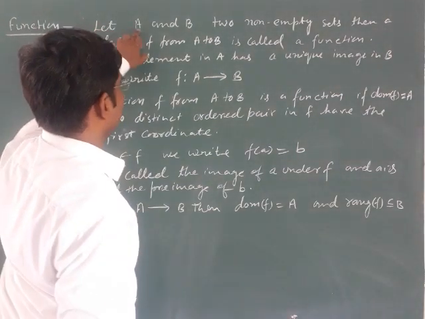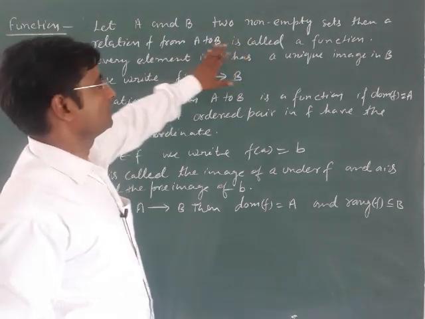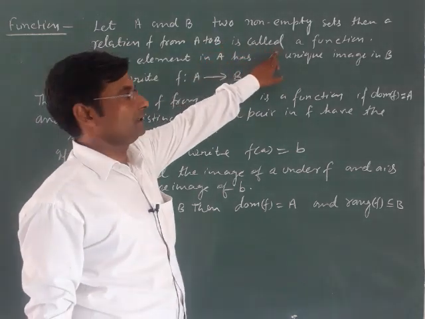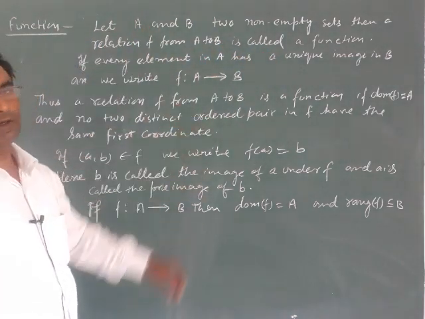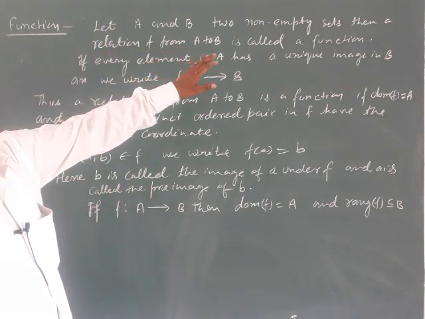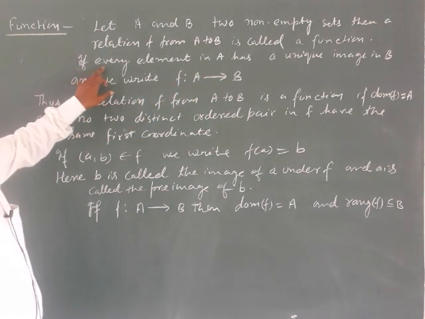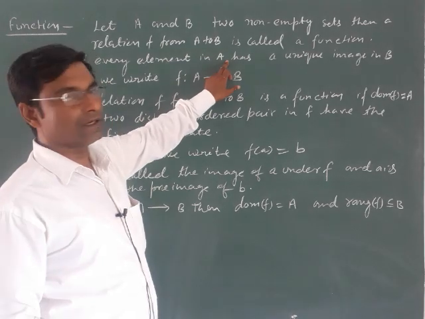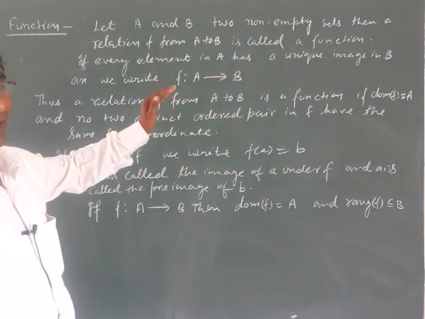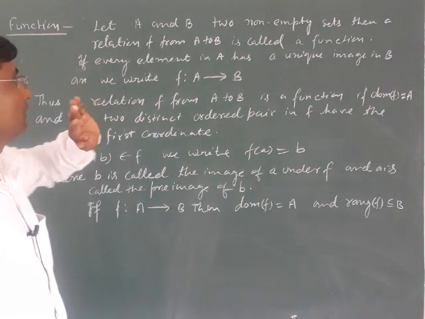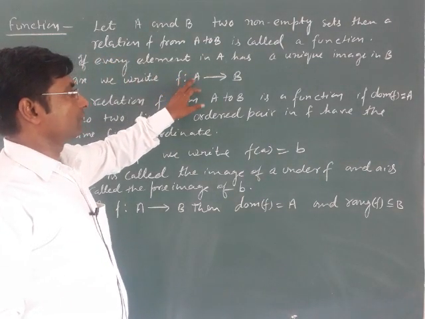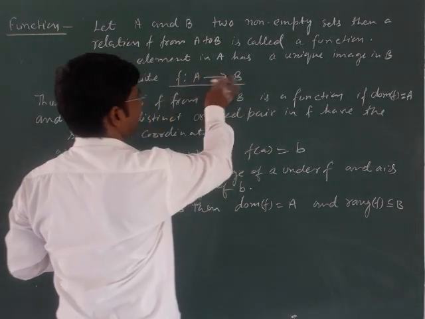Function. Let A and B be two non-empty sets, then a relation F from set A to B is called a function if every element in A has a unique image in B. Every element of A has a unique image in B. So we write F from A to B.